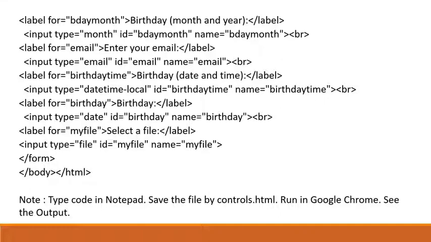Input type is equal to file, ID is equal to myfile and name is equal to myfile. Then close it with slash form, slash body and slash HTML. But note, when you type the code, always type it in Notepad. Save the file as controls.html and always run it in Google Chrome to see the output, because in Internet Explorer the output is not displayed properly. So right click, open with, and always open it with Google Chrome.